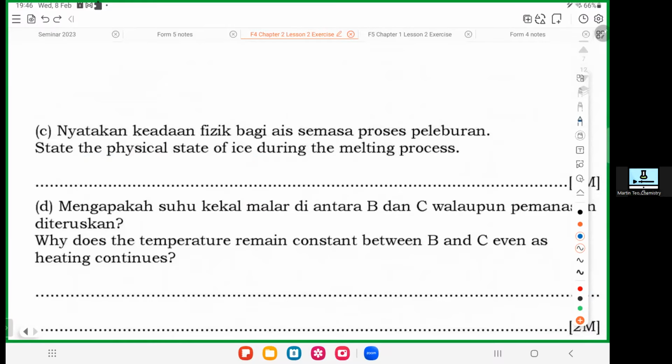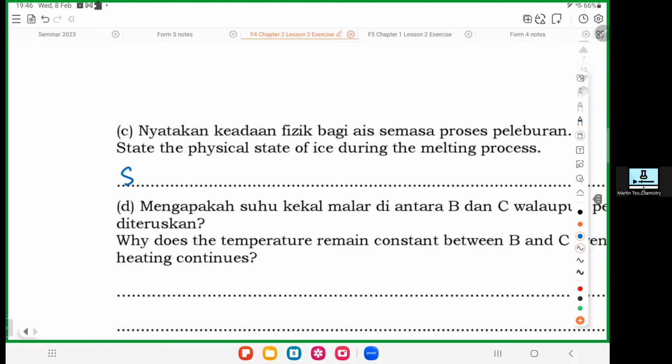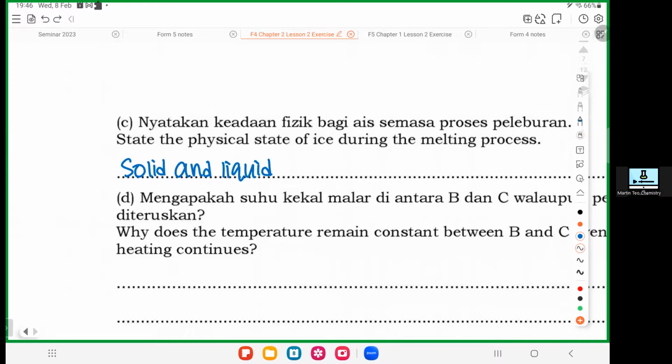Next one. What is the physical state of ice during the melting process? During the melting, when melting is ongoing, solid and liquid. Mr. Martin, can we change the sequence? Can we write liquid and solid? No problem, the sequence doesn't matter. You write solid first or liquid first, doesn't matter. Can you write solid plus liquid? Yes, you can write solid plus liquid. It's acceptable.